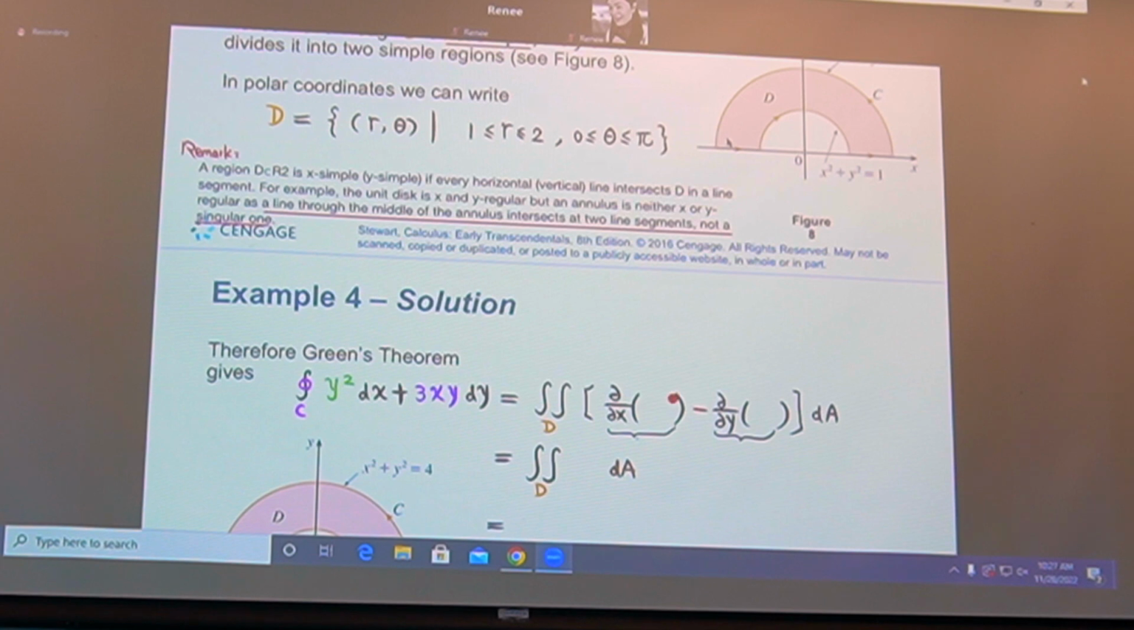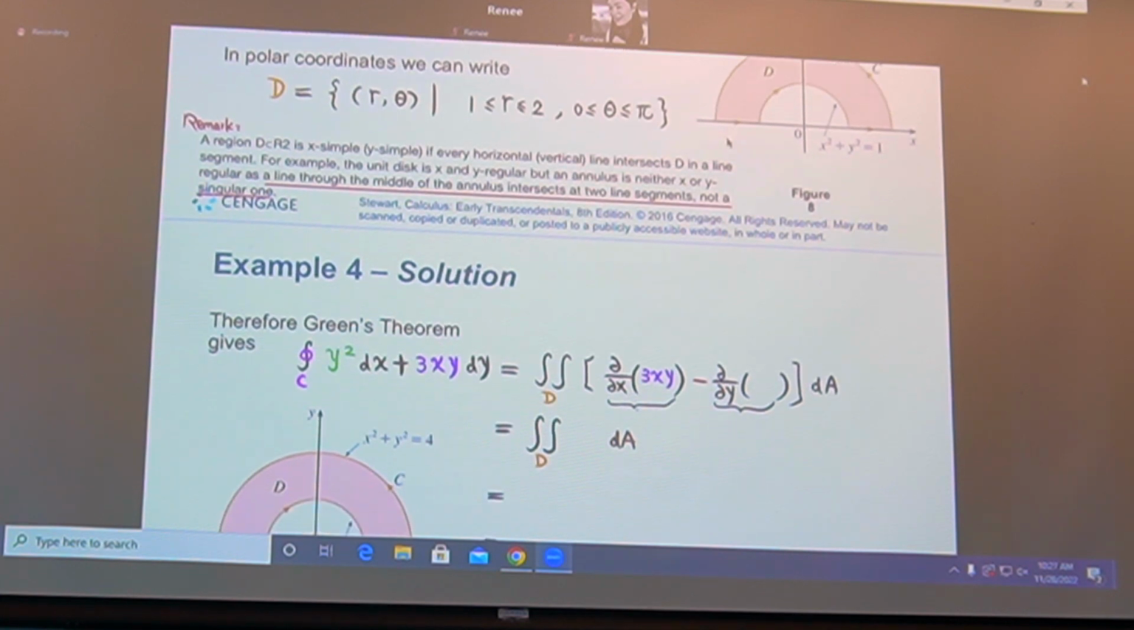Possibility of what? With respect to Q, which is 3xy, yes, 3xy, okay? All right, so this one here, what should you put? Y squared, yes, y squared right here. So partial derivative of this with respect to x is what? 3y, yes, you got it.